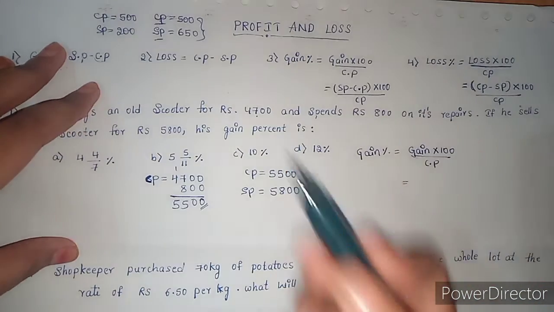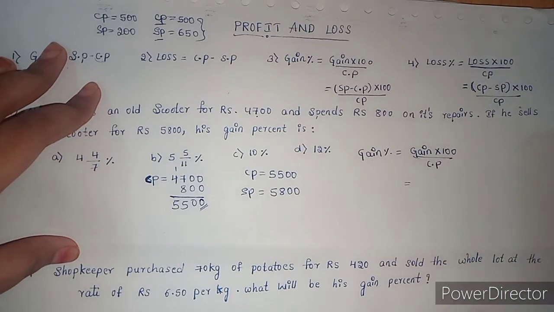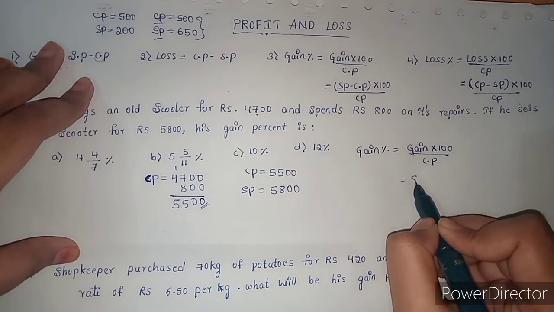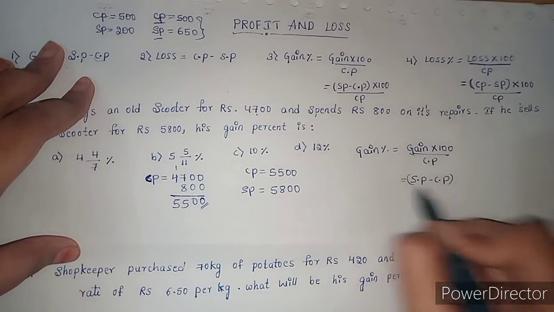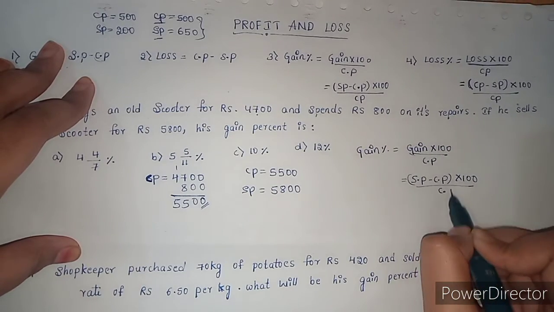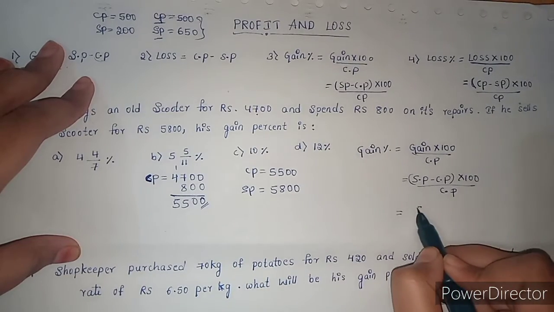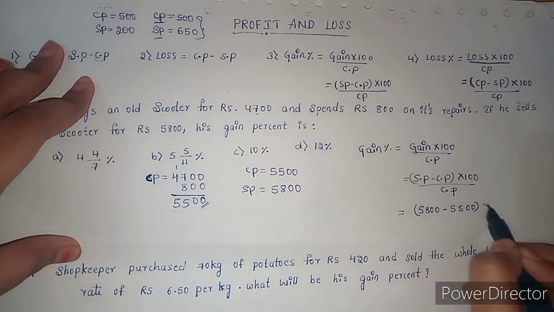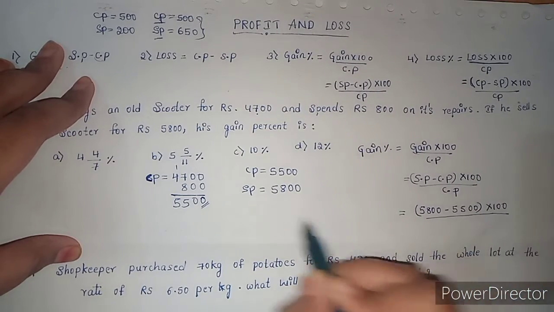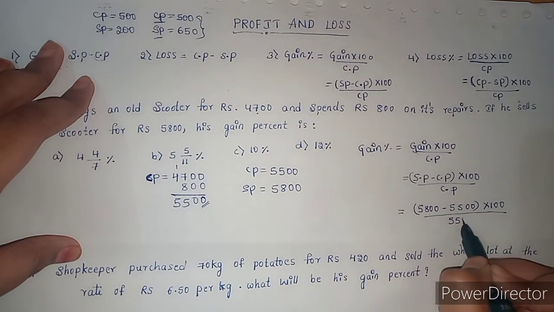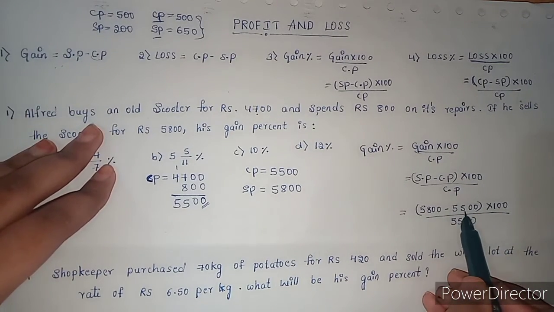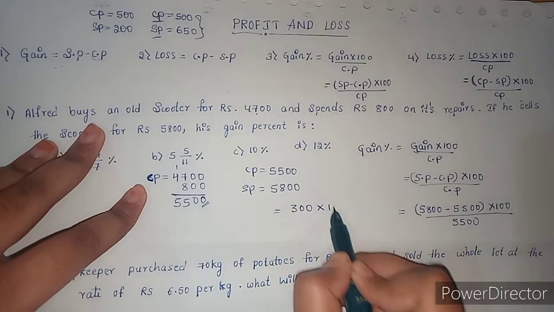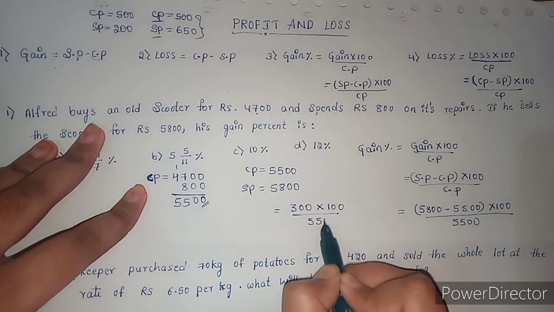What is gain? Gain is not directly given in the question. We need to obtain the gain. Gain is selling price minus cost price, into 100 by cost price. Right? What is the selling price? 5,800. What is the cost price? 5,500. When you subtract 5,500 from 5,800, you will get 300. I'll write here 300 into 100 by 5,500.